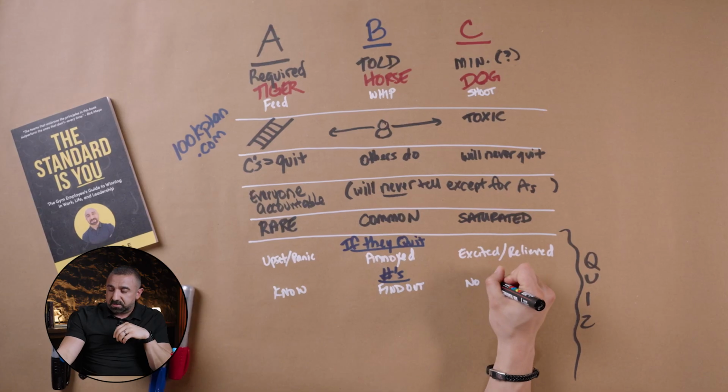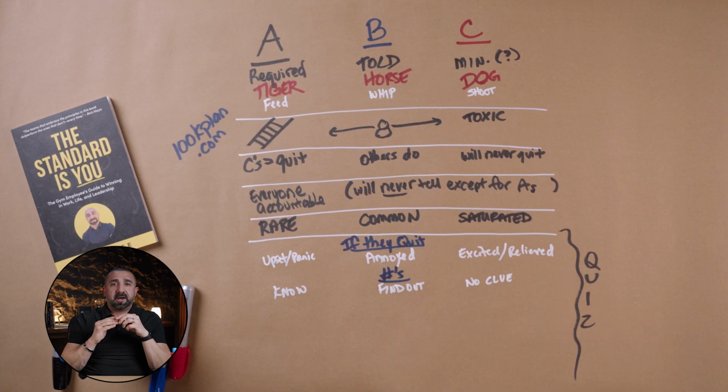A B player, they can find out. Hey, so how many leads are we at right now? I don't know. Here, let me find out real quick. That's them, because they're not thinking about it all day, right? They're just doing what they got to do. C player, no clue. How many leads are we at? Oh, I don't know. That's the response you get.